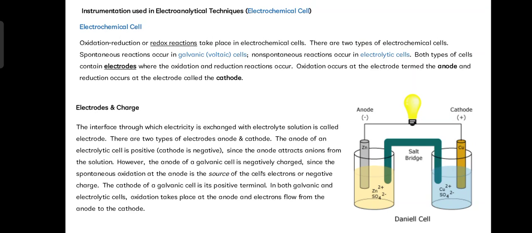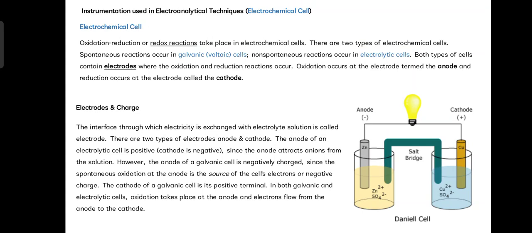The interface through which electricity is exchanged with the electrolyte solution is called the electrode. There are two types of electrodes, anode and cathode. The anode has a negative charge and the cathode has a positive charge, but the setup of anode and cathode differs in electrolytic and galvanic cells.